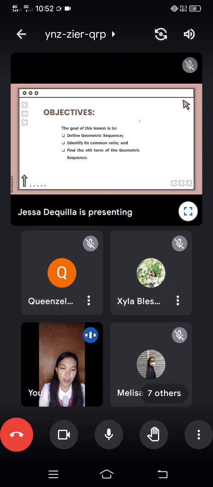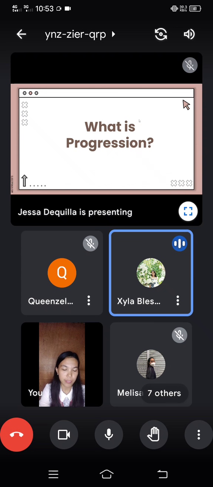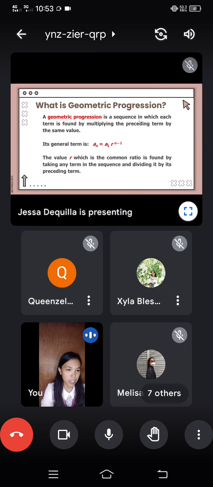So, as part of our review, what is progression? Miss Agabon, do you have any idea what progression is? Yes, ma'am. Progression is a sequence of numbers where the terms follow a specific pattern. Exactly, that means a sequence or a series of numbers. So now we will discuss the type of progression, which is the geometric progression.